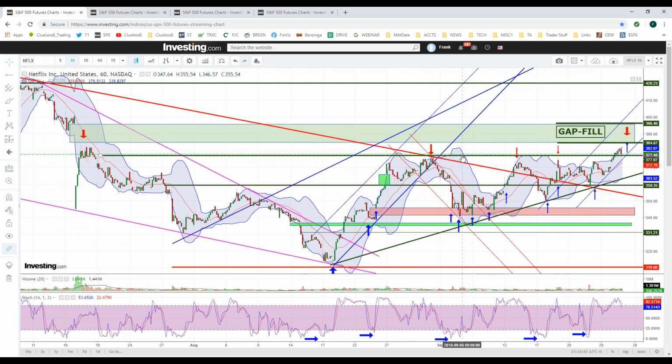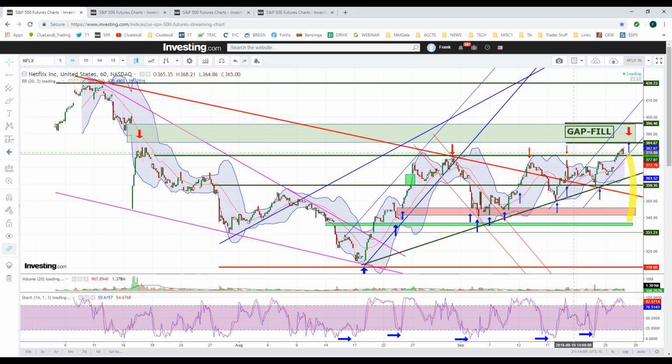There was a range that the stock was trading in for a while, which was a very profitable range. We traded it, basically between 345 and 370. It finally broke out of it today. We have a big gap fill here. That's 385 to 396.